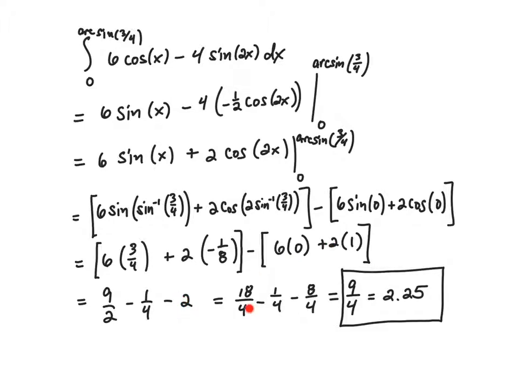And so we just do a little fraction arithmetic. Let's put 4 as the common denominator. So it's 18 over 4 minus 1/4 minus 8 over 4. And that's 17 over 4 minus 8 over 4, which is 9 over 4. And that's 2.25. And that should complete the problem. Good luck.